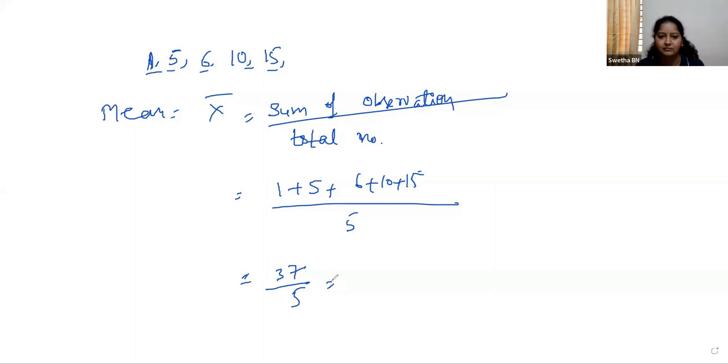So 37 is 7.4, that is the average. After adding all your marks, if you divide by 6, for example, it may be 94% or 95%. No, this is the average of your marks. So mean is nothing but the sum of observations by the total number of observations.